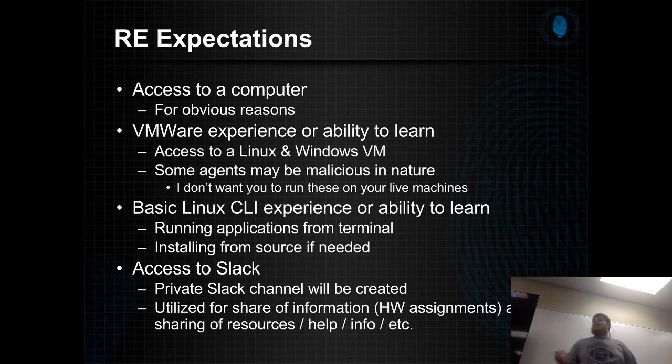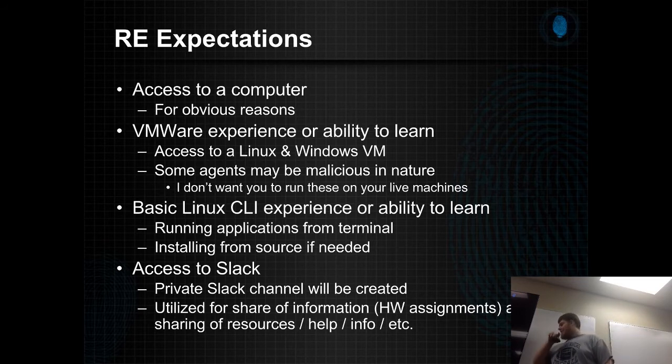So now we're going to go into some of the expectations that I have for this. I'm assuming that most people have some type of access to a computer, mostly for obvious reasons. You're going to be doing some type of reversing of a binary when I give the challenges out to you. So having access to a computer would be nice. You don't have to bring it to the workshop lectures, but having access to one at home would be nice. Some type of VMware experience or the ability to learn. So realistically, I want you to have access to a Linux and Windows VM.